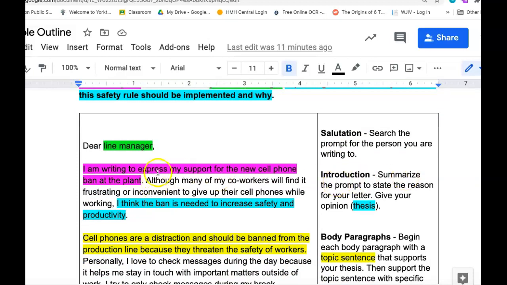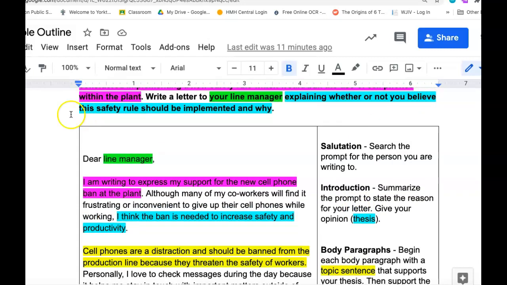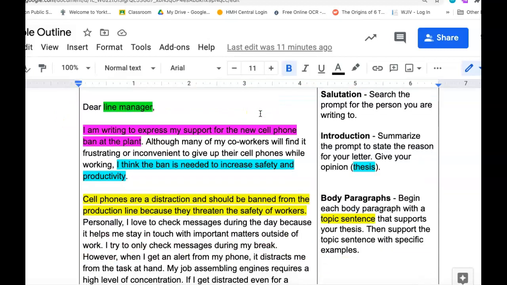Your introduction, so our first paragraph, is going to summarize the prompt to state the reason for your letter and give your opinion or thesis. So it's going to give us that background, and then you're going to give your opinion. So whether or not you believe the safety rule should be implemented and why.